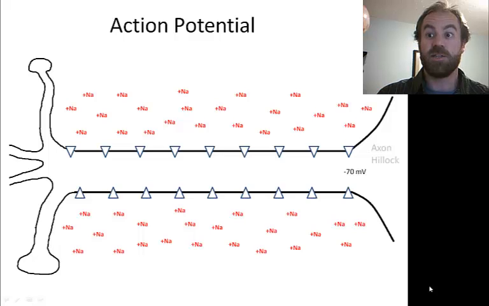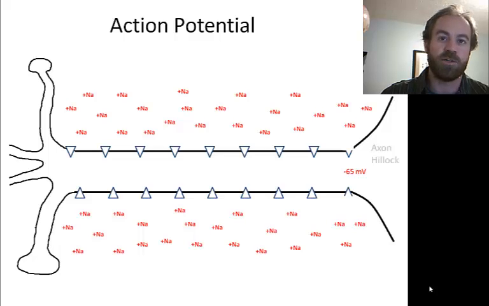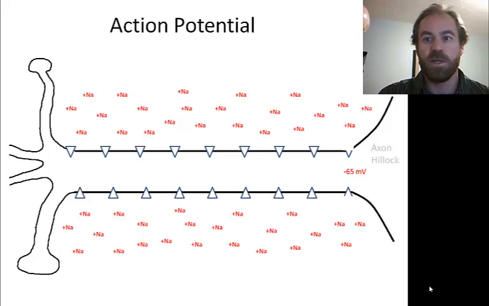Here we can see that the voltage at the axon hillock is moving towards threshold at negative 65 millivolts. When it reaches threshold, the voltage-gated sodium channels open. These channels are voltage-gated in that they open when a certain voltage is reached. You may recall that there are other channels on the dendrites called neurotransmitter-gated channels that open when the neurotransmitter bonds with the receptor. These voltage-gated sodium channels open, allowing sodium to rush in.